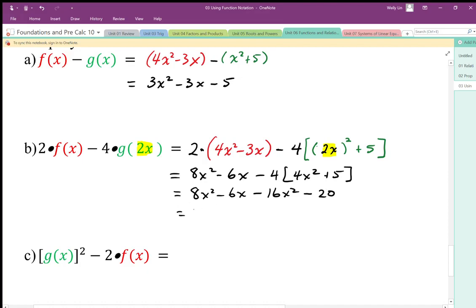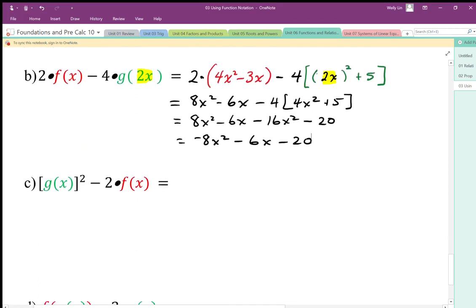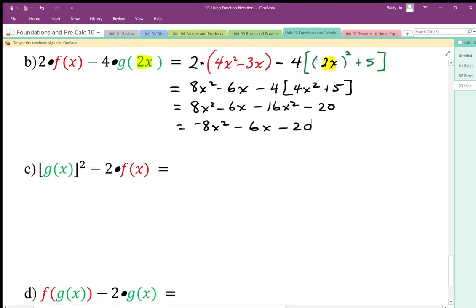Then combine my like terms, I end up with negative 8x squared minus 6x minus 20. So there's my new expression for my 2f of x minus 4g of 2x. Okay? And this is the expression that represents that new function when I combine it like that. So I can combine those functions algebraically. We have outside changes and we have inside changes. So here, there's my inside. The black represents the outside changes.